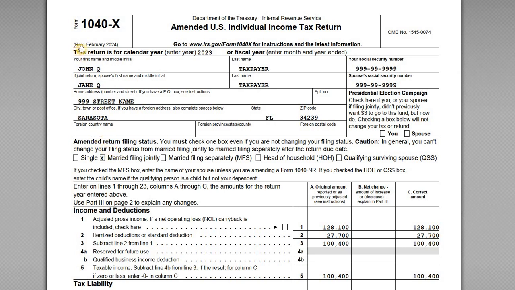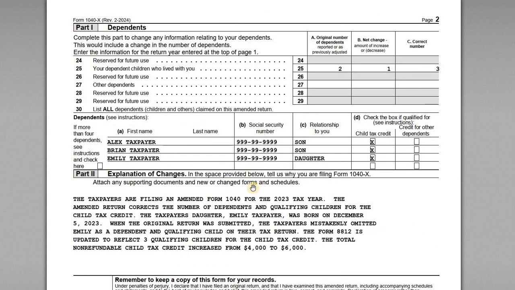Alright, for this video we're going to look at a Form 1040X for an amended U.S. tax return, and in this scenario we have John and Jane Taxpayer filing a married joint return, and they need to amend their taxes because they failed to include one of their children as a dependent and qualifying child for the child tax credit. So we've got the full Form 1040X here, which is 2 pages, so we'll cover all of these pieces.